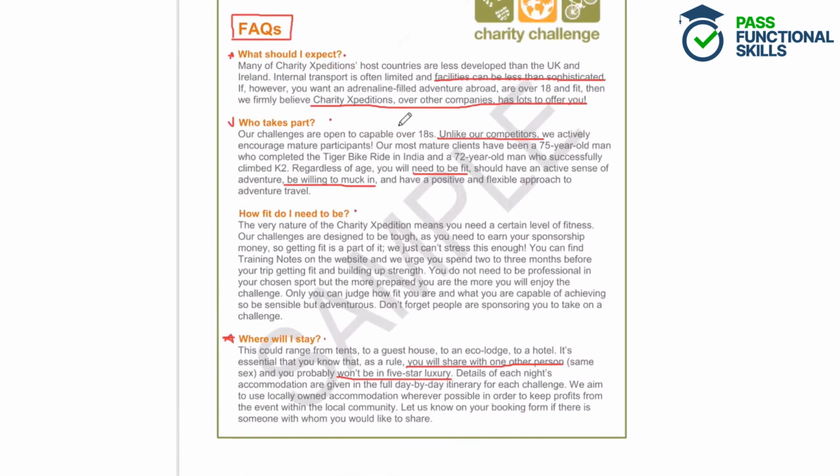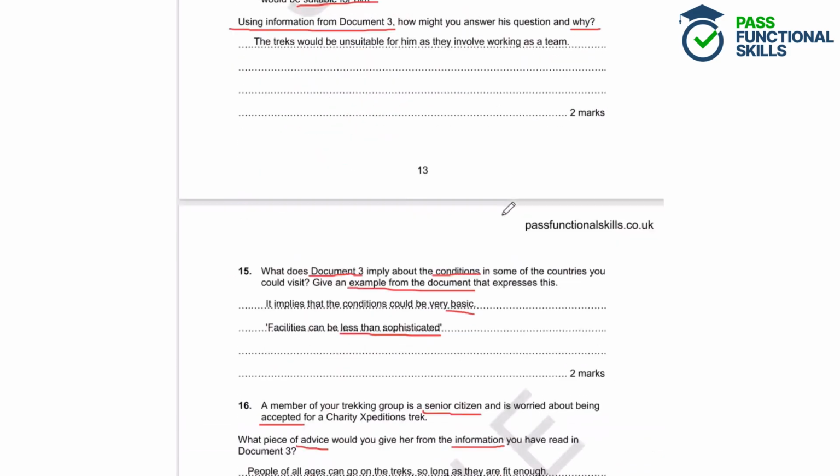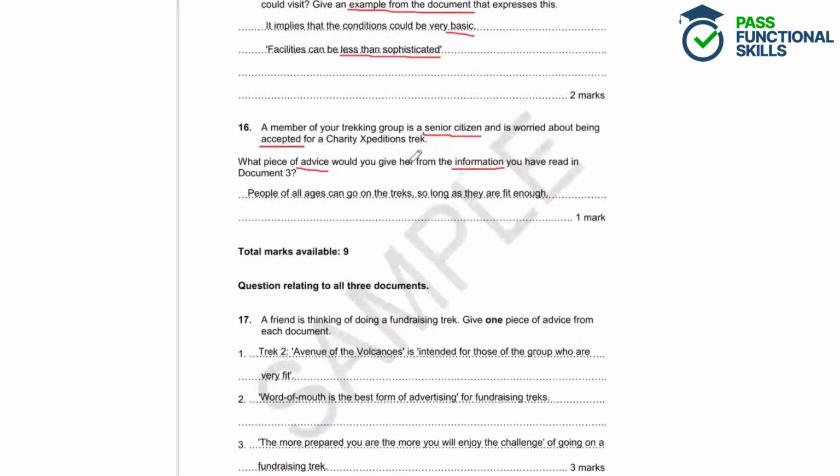So we've got to look for anything to do with age here. It says here that we encourage mature participants. It gives examples of older men that have completed the task, a 75-year-old man and a 72-year-old man. So it's definitely suitable for anyone. You just need a certain level of fitness to participate. Your age doesn't matter. So you would advise this person that people of all ages can go on the treks, so long as they are fit enough.